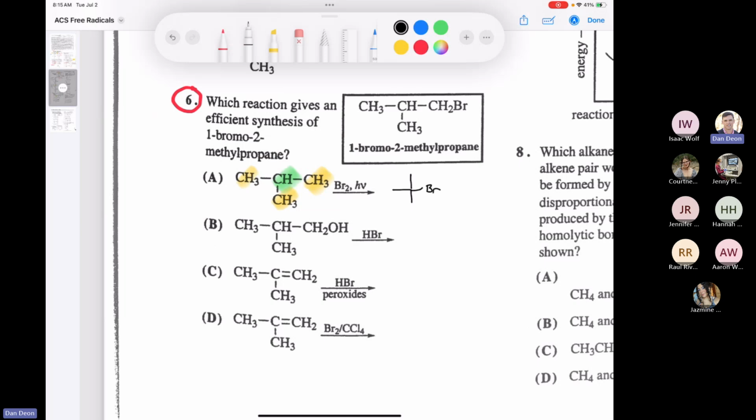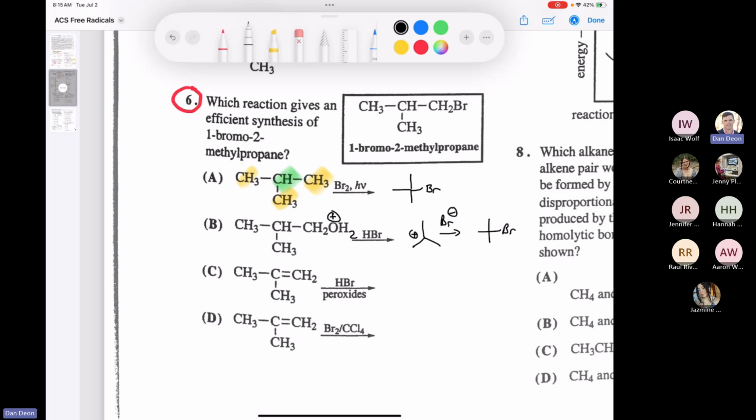What about the next one? In B, we're going to protonate to make OH2+, and then that leaving group is going to leave. But I'm going to get a hydride shift at the exact same time, and I'm going to end up with this carbocation, and then the bromide is going to come in, and that's going to give me tert-butyl bromide as well.